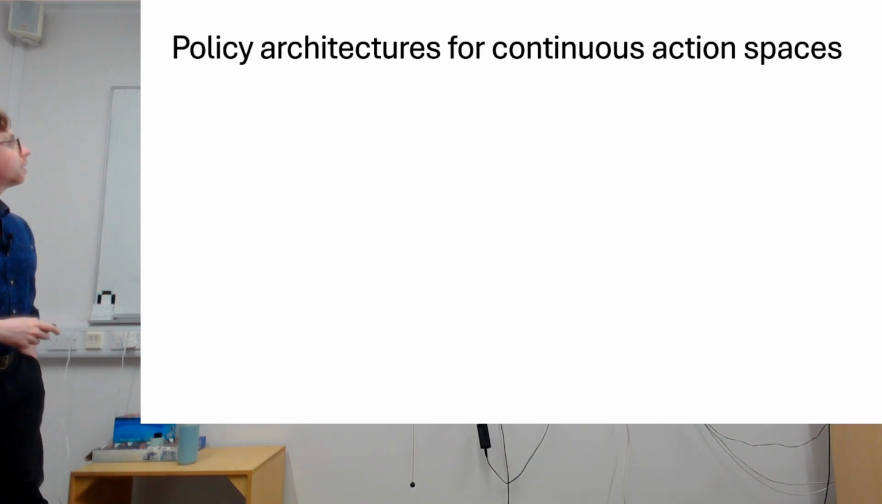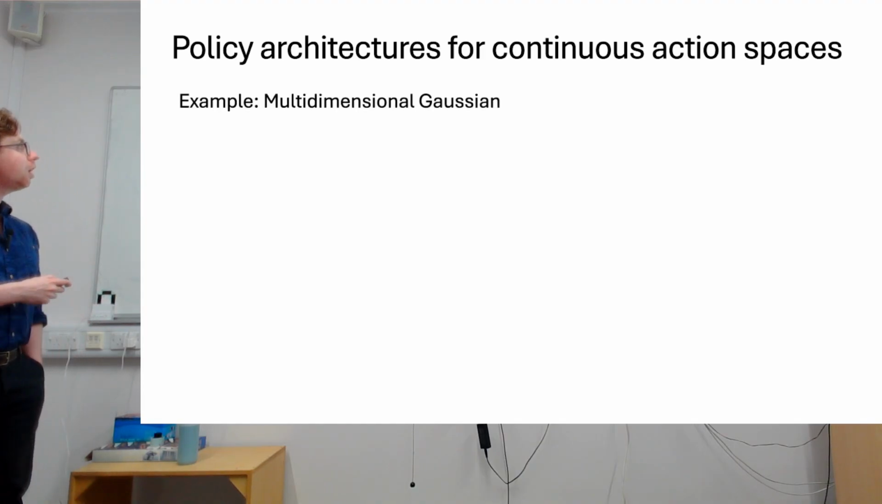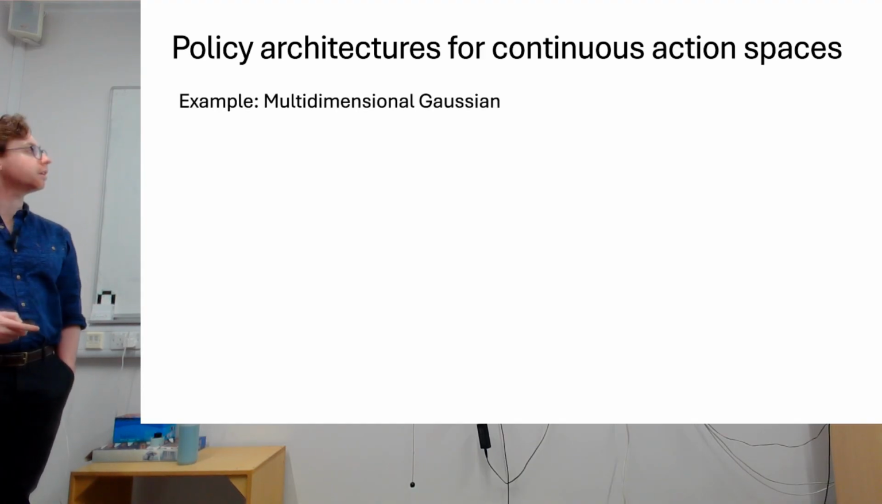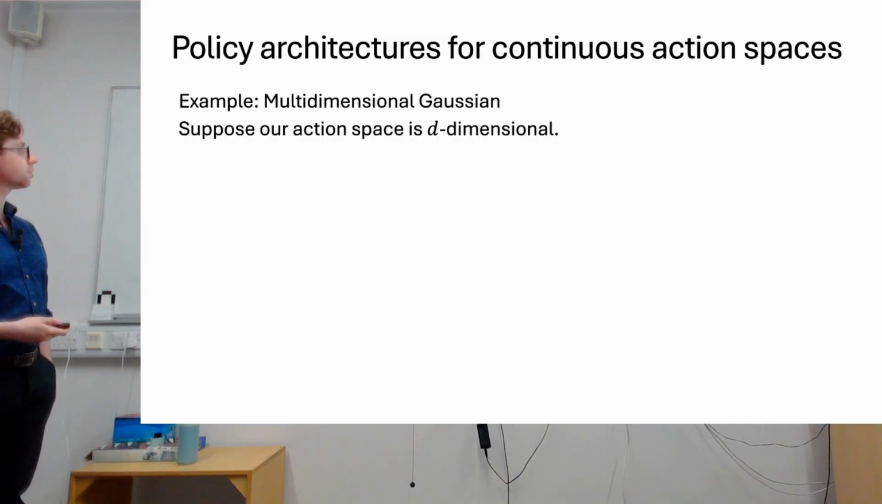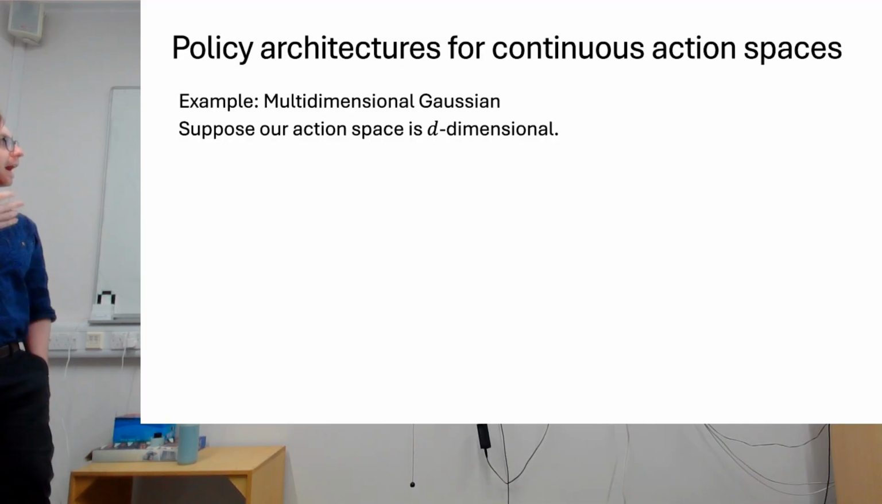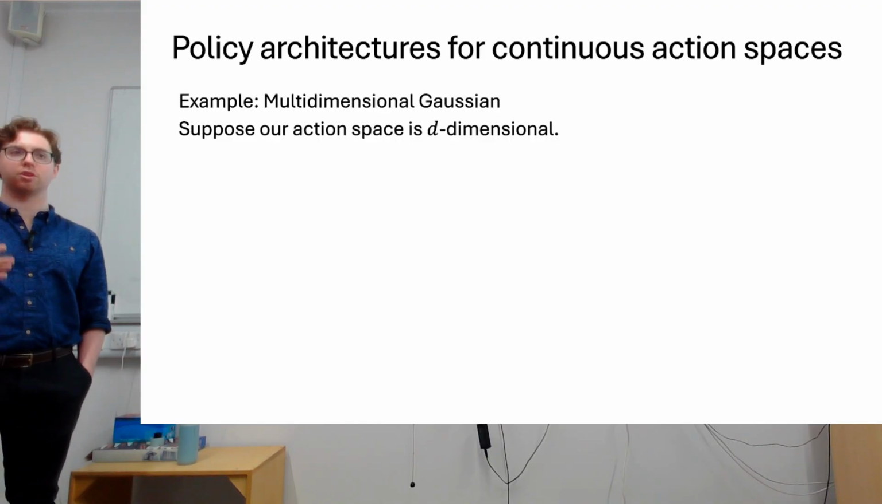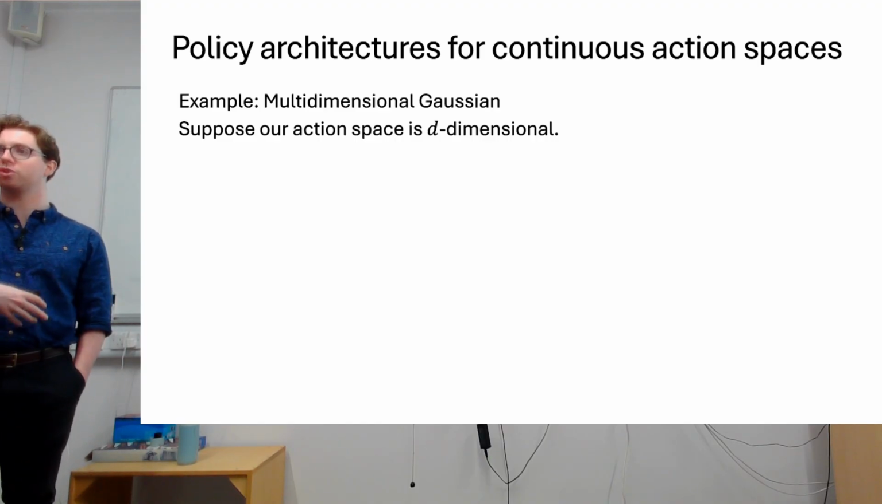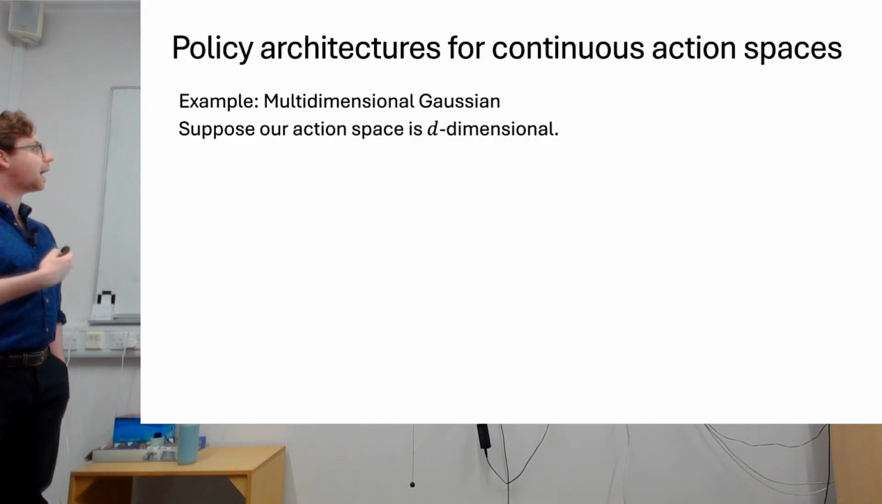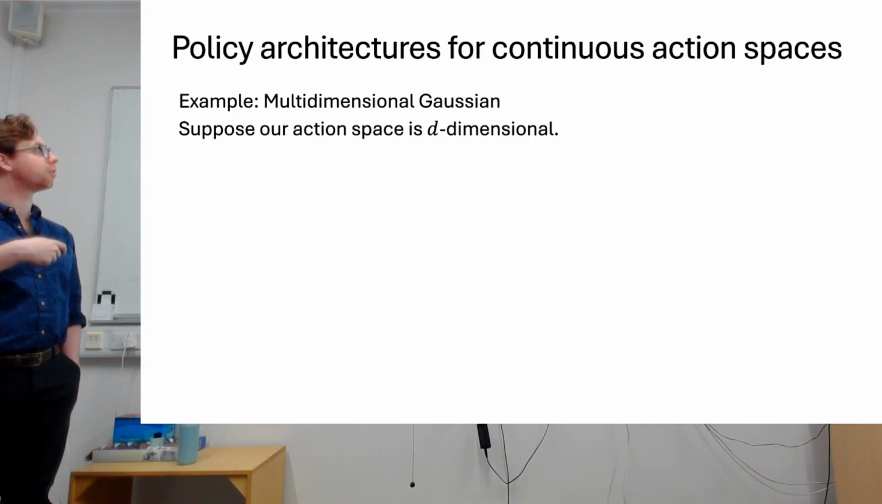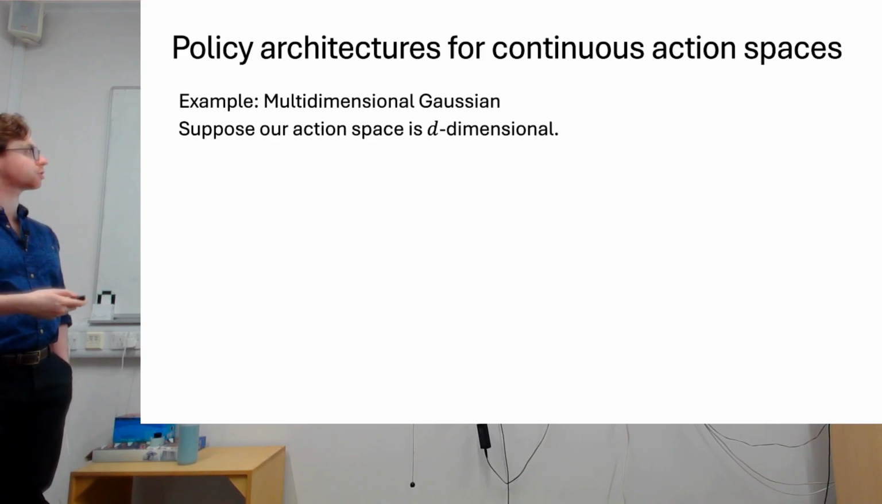So let's go through a concrete example of a multidimensional Gaussian, right? So what defines a multidimensional Gaussian? Imagine that our action space is d-dimensional. So we have d dimensions of the action. These could correspond to d different joints at which we can apply a torque, for example. So if our action space is d-dimensional, we need to output the parameters of a d-dimensional multidimensional Gaussian.